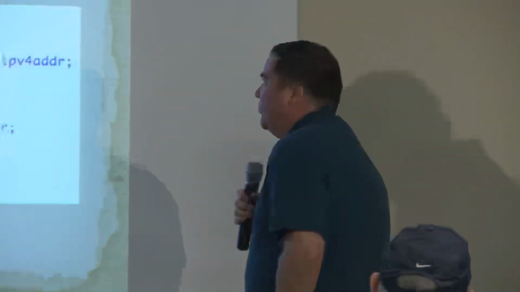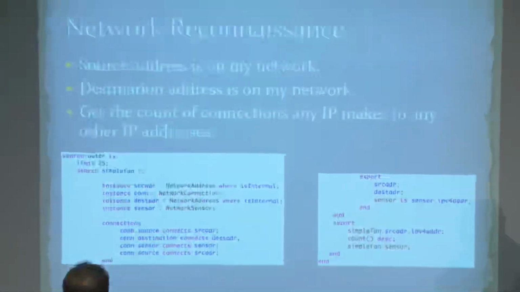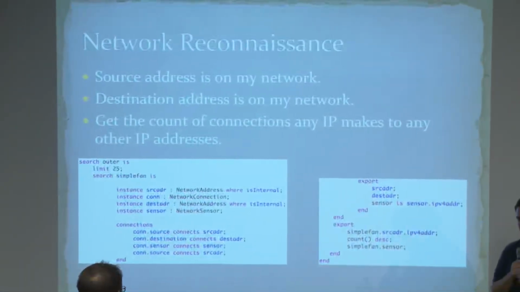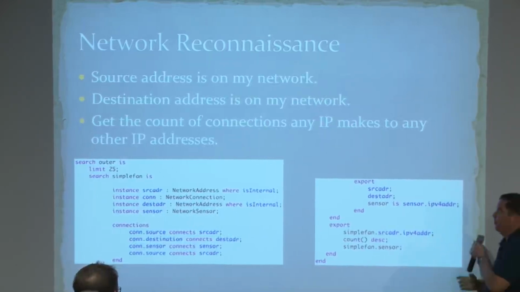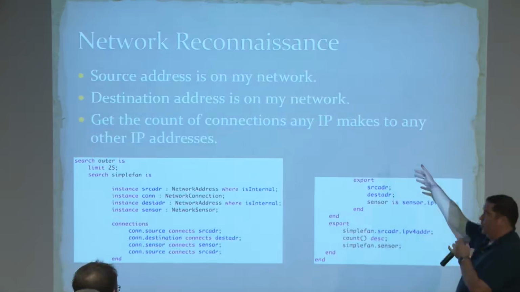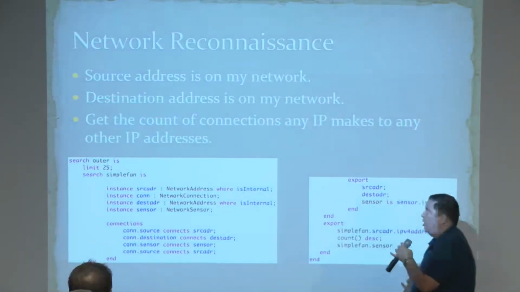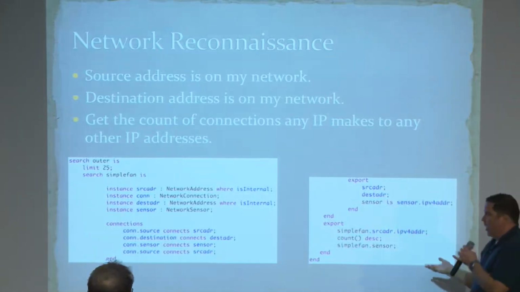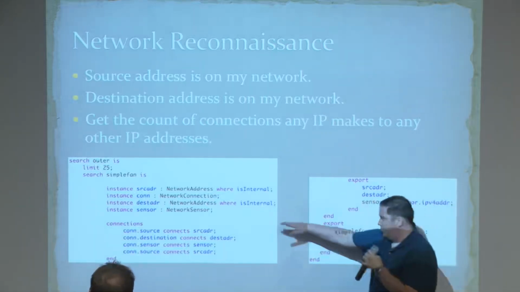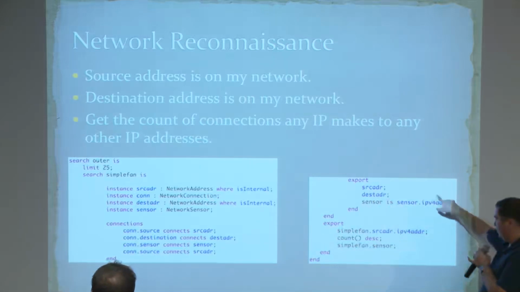But all right, so network reconnaissance. So in this case, we're looking for systems that have been compromised that are scanning our network for stuff. And this could be like an Nmap scan or something like that, Nessus, somebody doing discovery on our network, basically. So in this case, we're looking for a source address that's on our network. We're looking for a destination address that's not on our network. And then we want to get the count of connections any IP makes to any other IP address. And so very simple, we've got all those different pieces here, and then we export sensor IPv4.